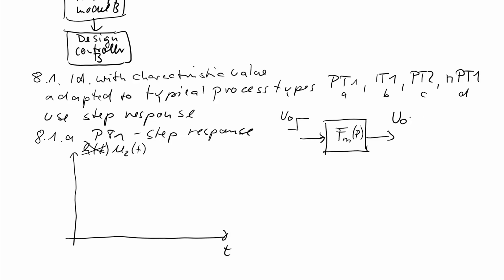h of t. Now we assume linear behavior. If we have the unit step response h and the input step amplitude is not 1 but u0, then the output amplitude is also multiplied by the same factor. So this is u2, this is u1. Now we can say u1 is u0 times sigma of t. Those are the names I use in Control Systems 1.